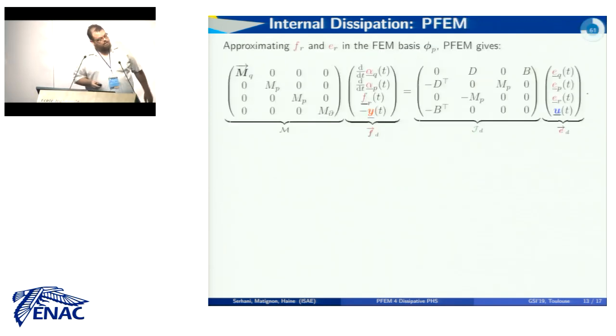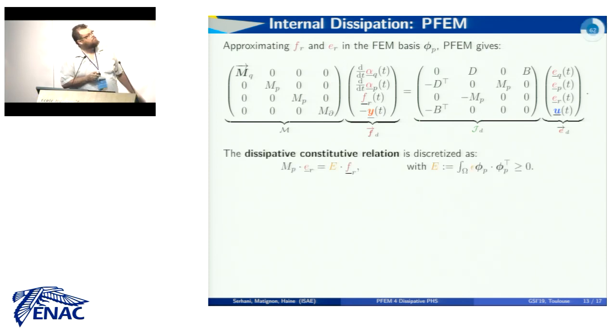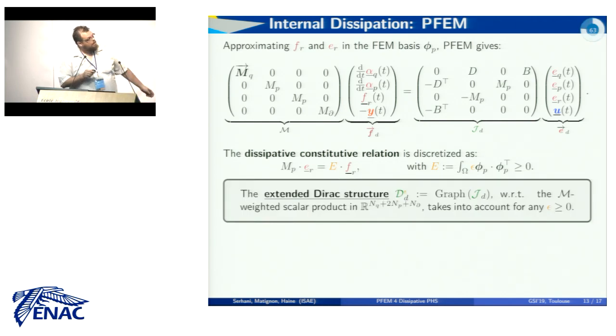Okay. I apply PFM, like in the previous slide, and I directly obtain this big system with mass matrices on the left and skew-symmetric structure operator on the right. I add the dissipative constitutive relation, always by the classical finite element method. So the big capital E is an average mass matrices weighted by the dissipation. You obtain an extended Dirac structure which takes into account this epsilon, but only with this dissipative constitutive relation.